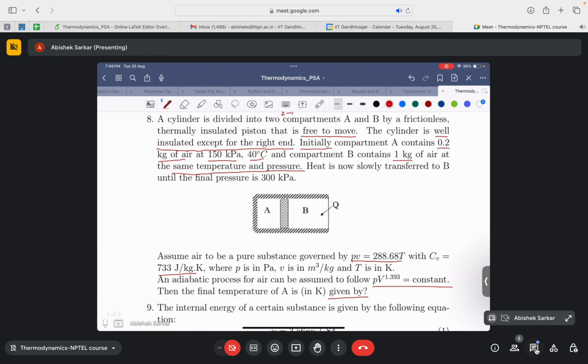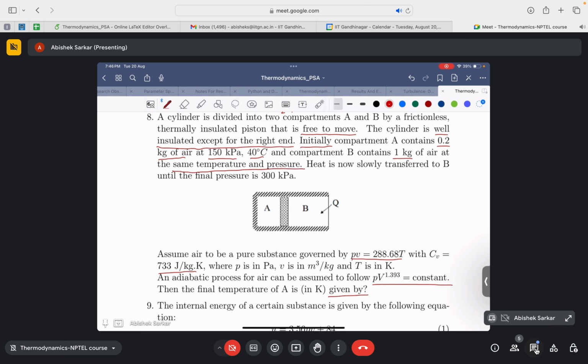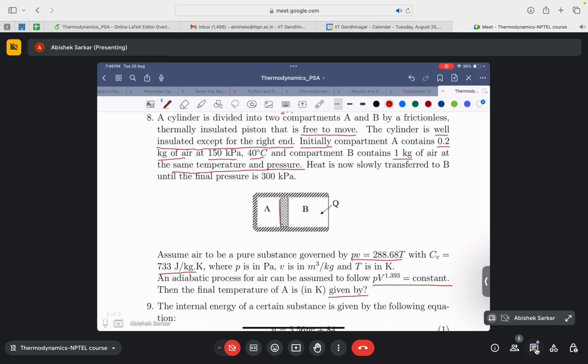The key thing to know is that even if heat is applied to compartment B, which results in the movement of the piston, this piston will tend to move towards compartment A because of the expansion. Even if heat is not directly applied to compartment A, it is affected by the heat applied to compartment B. This interaction between A and B has resulted in the compression of air in compartment A, which in turn resulted in the increase in pressure from 150 to 300 kilopascals. And this interaction between B and A is actually adiabatic. That is the key thing to know for this particular question.